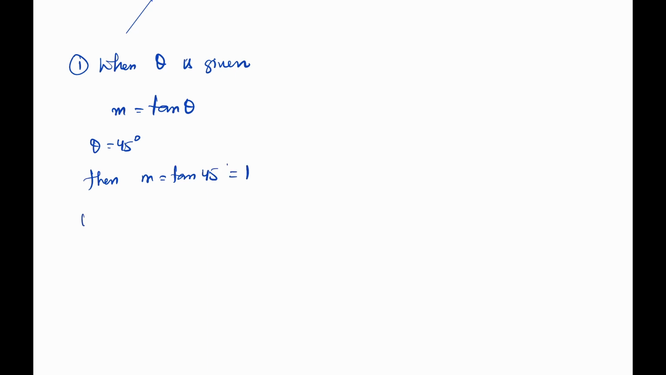First one, when theta is given. So if theta is given, then in this case, you will find the slope by using m is equal to tan theta. For example, if theta is equal to 45 degrees, then m is equal to tan 45, which is equal to 1. In case theta is equal to 30 degrees, then m will become tan 30, which is equal to 1 by root 3. Similarly, if inclination is 60 degrees, then m is equal to tan 60, which is equal to root 3.